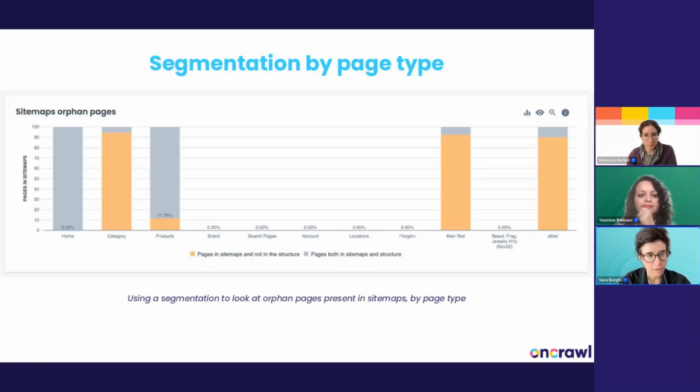And then one more here. So here we have segmentation by page type, and we can check, for instance, whether there are orphan pages in the sitemap by page type. So it's another useful graph to check and see whether we have a full coverage of your product pages in the website structure, and if not, why they are missing from there. So again, it's a very useful one for e-commerce.